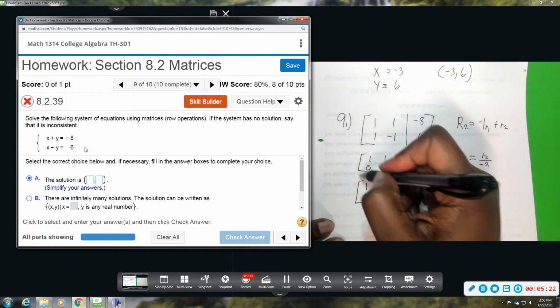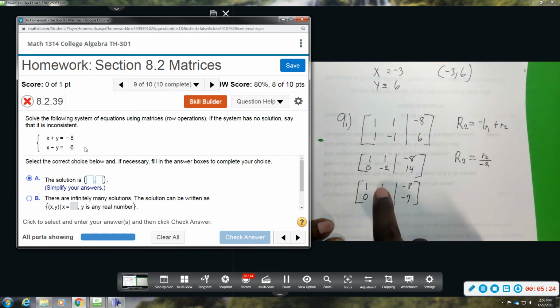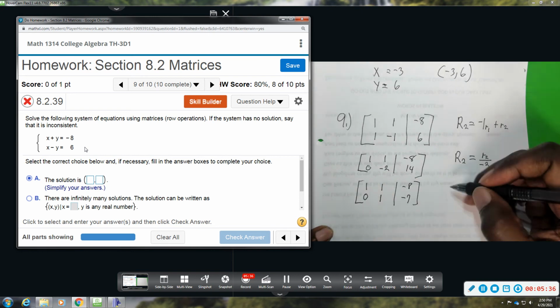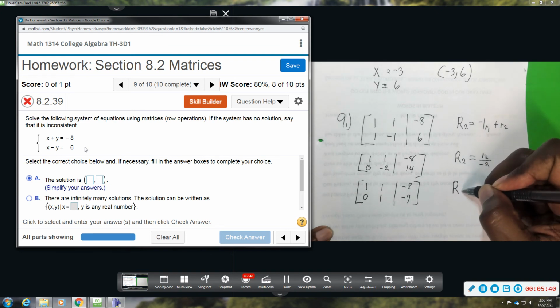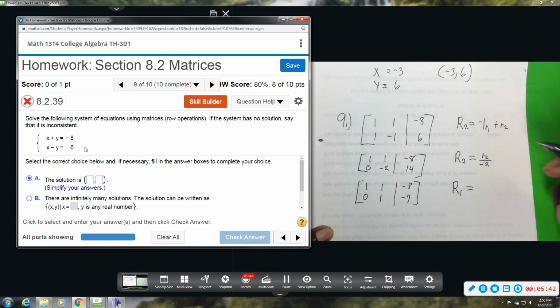Okay, so I got 1s down the diagonal, but I also want to make this change. I want this to be a 0. The way I can make this a 0 is by multiplying this, now that they're the same, by -1 and adding those. So the next row operation would be row 1, which is changing, and it is going to become -1 times row 2 plus row 1.